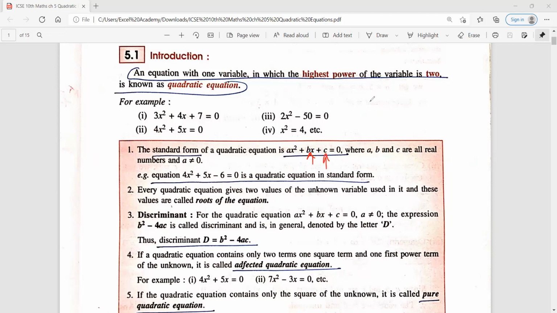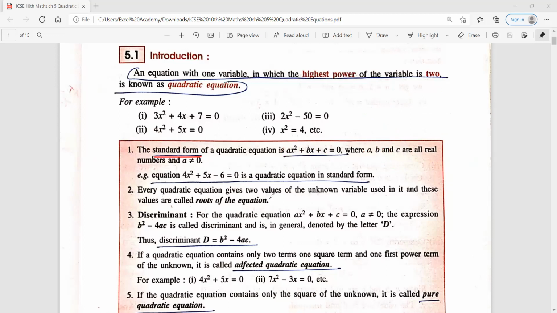For instance, take 5x square is equal to 0. The bx term is 0 and the constant term is 0. Yes, that's okay. 5x square is 0 means x square is 0. That means x is also 0. This is a valid quadratic equation. No problem with this. Is this clear? So this is called the standard form. Just remember, ax square plus bx plus c is called the standard form of the equation.